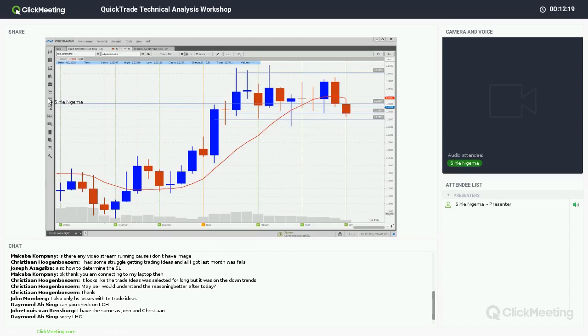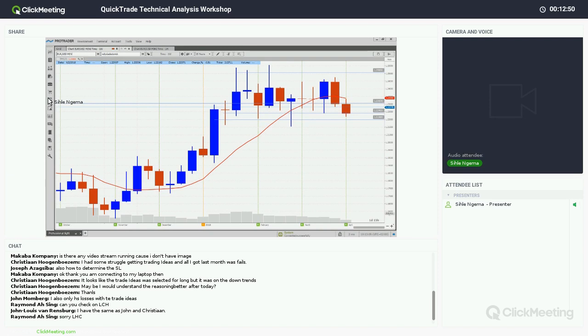I look at support and resistance. That's number one. Those are very important. Support and resistance levels, they determine where you place your take profits and stop losses. So they help you with that. Stop loss and take profits are determined by the support and resistance levels. Those are the two things.